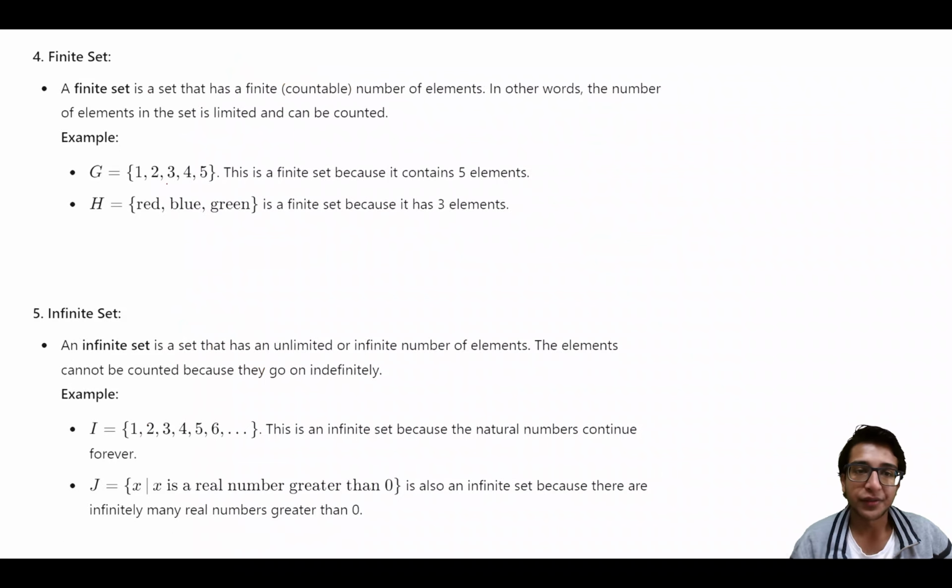Now talking about a finite set, a set which has a finite or countable number of elements in it is known as a finite set. An infinite set has an unlimited number of elements. So for example, I is equal to {1, 2, 3, 4, ...} and it goes up till infinity. Or if I was to represent this in set builder form, I can say J is equal to {x : x is a real number greater than 0}. We know there are infinite real numbers greater than 0, so it becomes an infinite set.